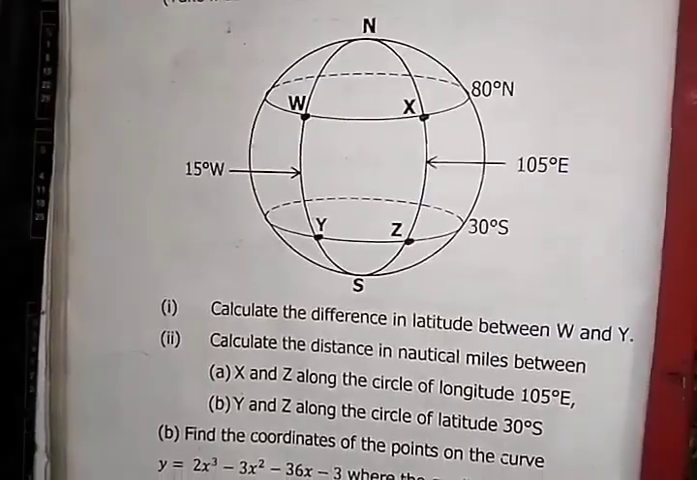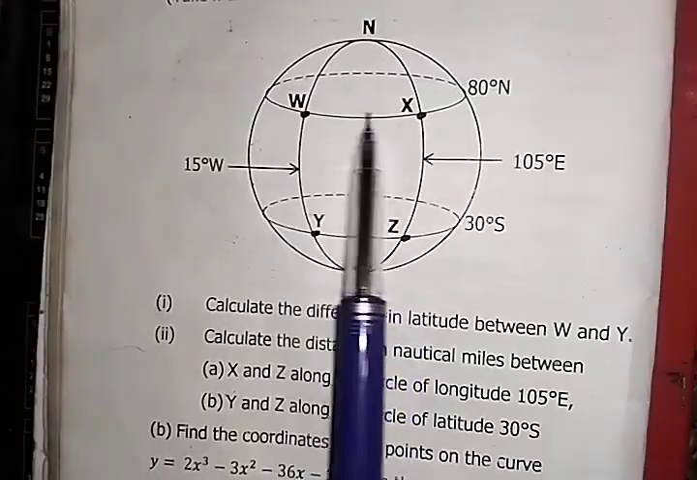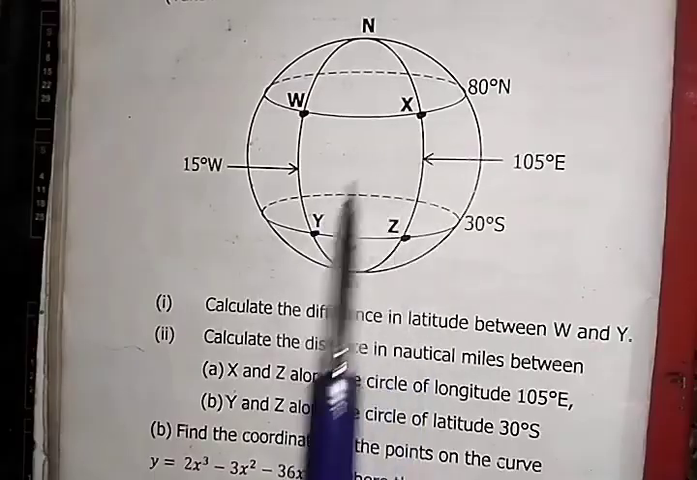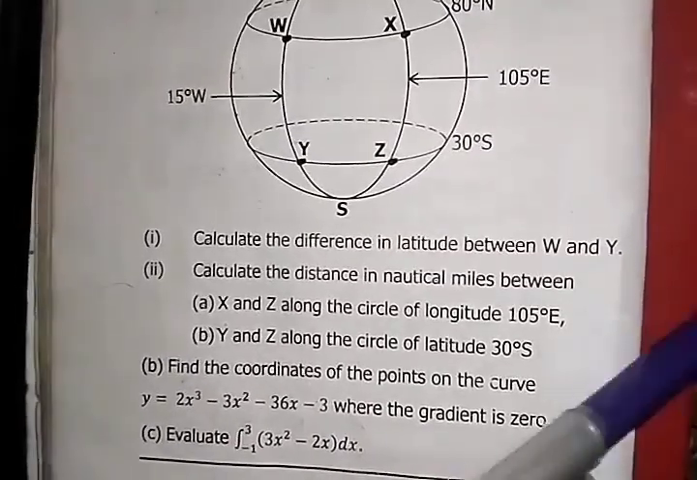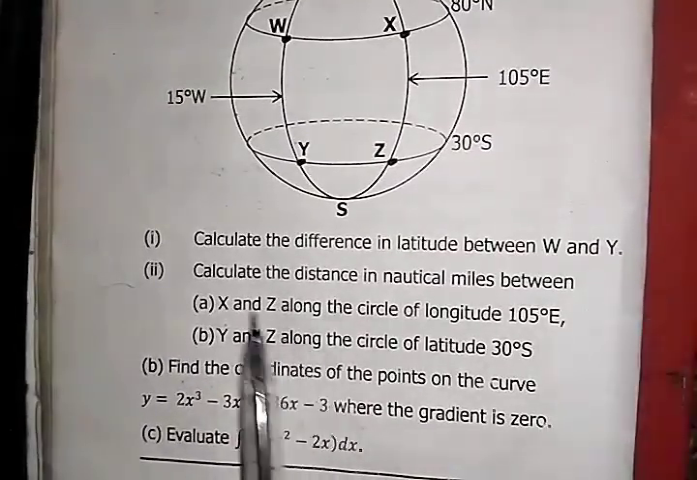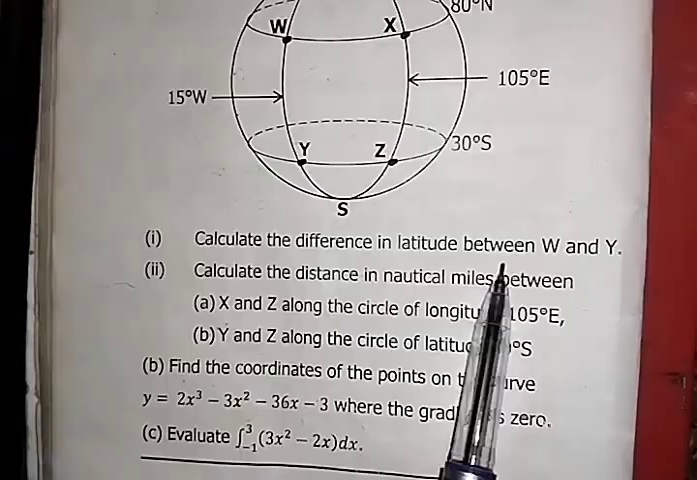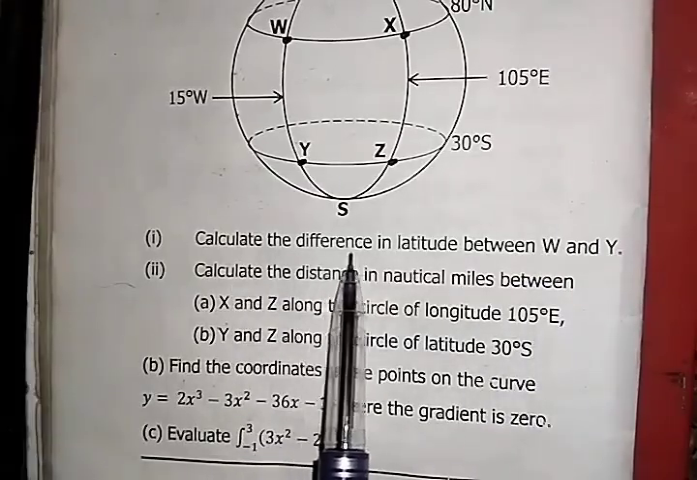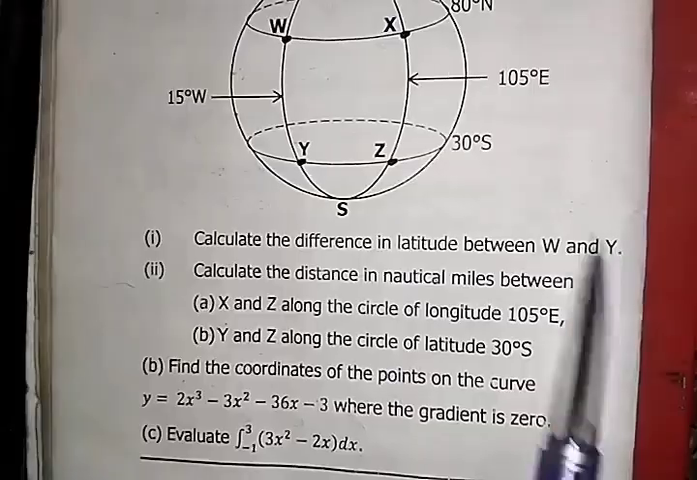So this is the diagram, whereby we have points W, X, Y, and Z. These are the 4 points that we have on this question. Then the first question reads: calculate the difference in latitude between W and Y.